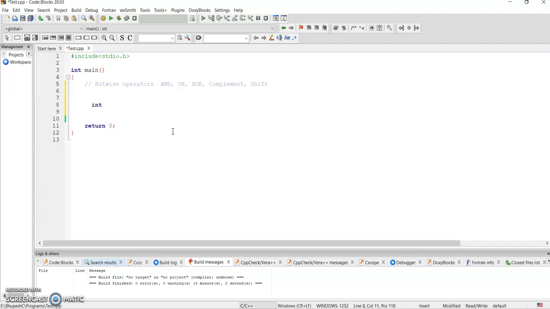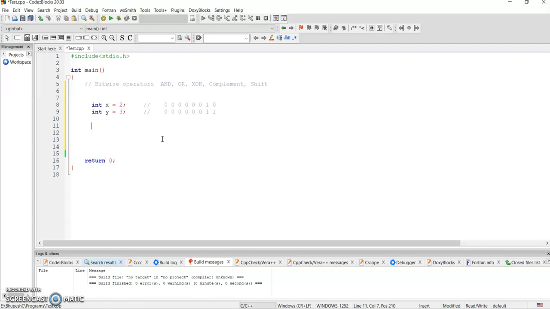Let us say I take a variable x equal to 2. I'm taking very simple numbers so that it will be very clear what the bitwise operator actually is. Let me represent 2 in bits. Let us represent 8 bits: 0, 0, 0, 0, 0, 0, 1, 0. So this is the representation of 2. Now for 3, it will be 1 and 1. Let us understand now.